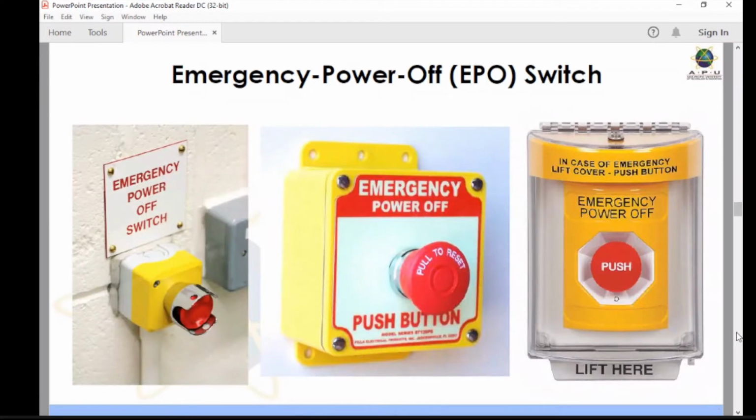So here are samples of EPO switches. If you cover them, then you don't accidentally push it, okay. But it should also be easily available. If it takes you a lot of time, that is also a problem. So this type of switches are known as emergency power off switches or EPOs, okay.